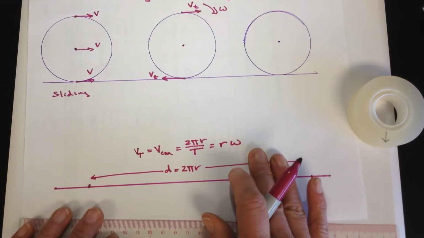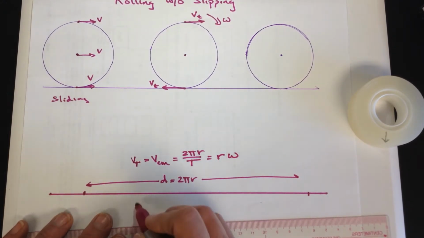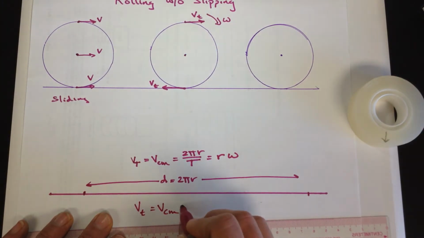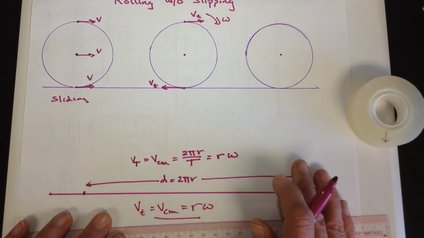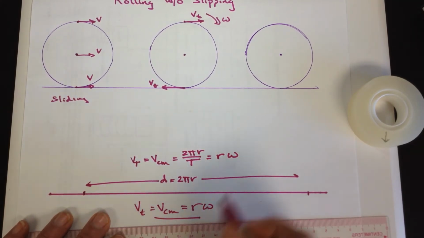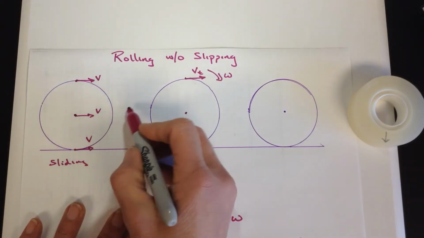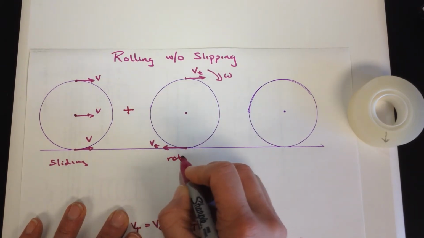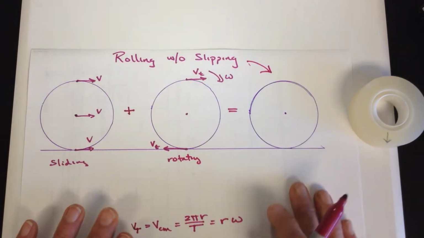Once again we see this condition for rolling without slipping, our non-slip condition, that our tangential speed is going to be equal to the speed of the center of mass, which is equal to the radius of the object times its angular speed. We're going to use that information to put together what rolling without slipping is going to look like. We are taking something that is sliding and we're going to add to it something that is just rotating to get rolling without slipping.